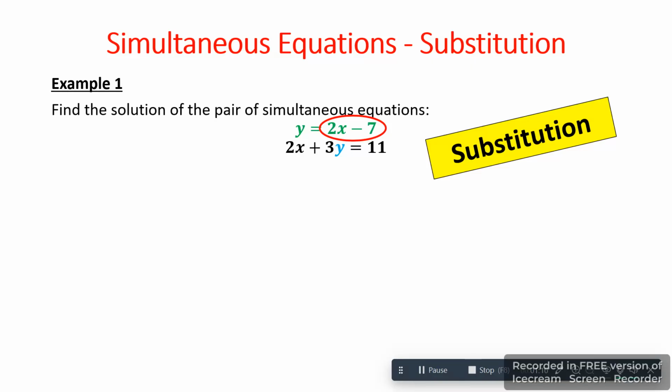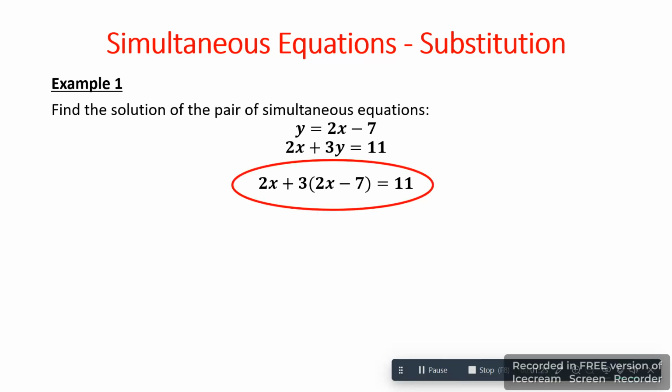So I'm going to write down my second equation, 2x plus 3 times y, but I'm not going to write down y, I'm going to write down 2x minus 7, and that's all going to be equal to 11. Now we're just going to solve this equation. So to do that, let's expand out the bracket. 3 times 2x is 6x, and 3 times minus 7 is minus 21, and that's all equal to 11. We can simplify the 2x plus 6x to make 8x.